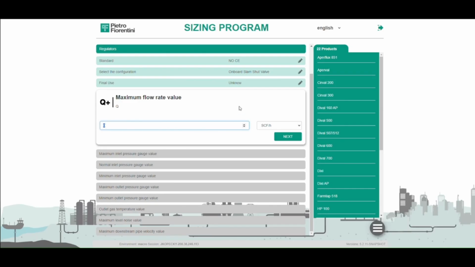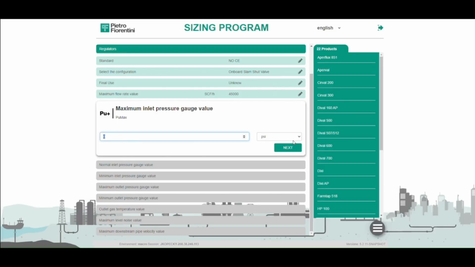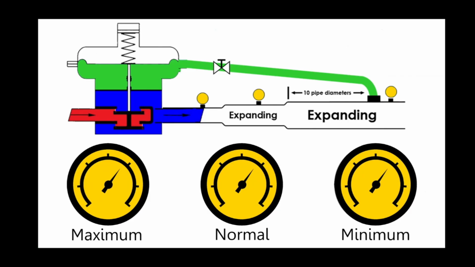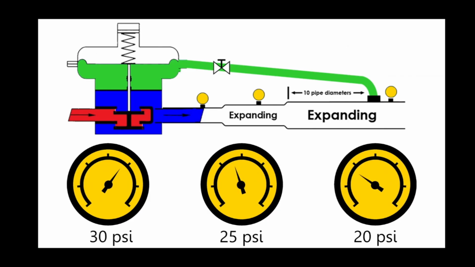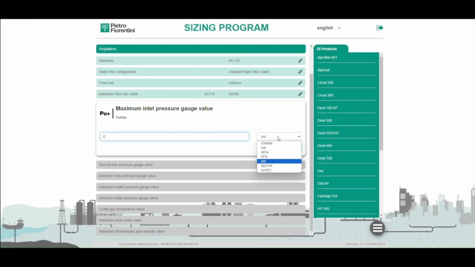Next up is maximum flow rate value. Note the drop-down menu here showing your options. For our example, we will select standard cubic feet per hour and input 45,000. Then we have inlet pressure gauge values. The next few questions will ask about the value for maximum, normal, and minimum inlet pressure values. Based on your customer's needs, you can make a range between the three options or an exact value for all three options. Today, we are using an exact value.